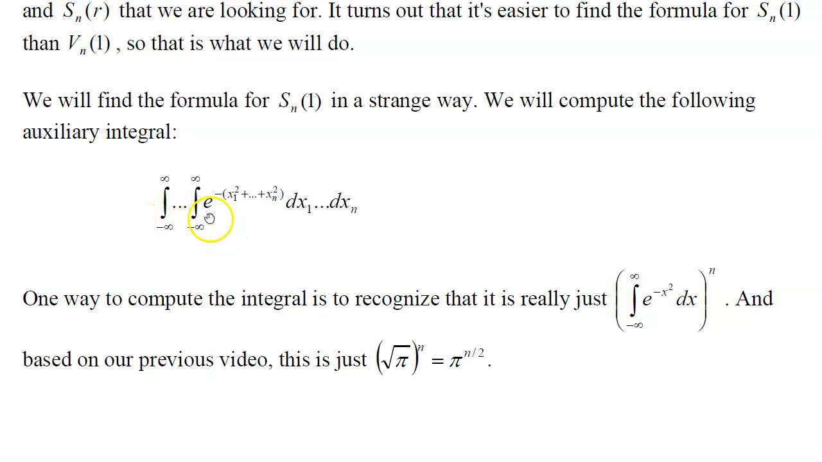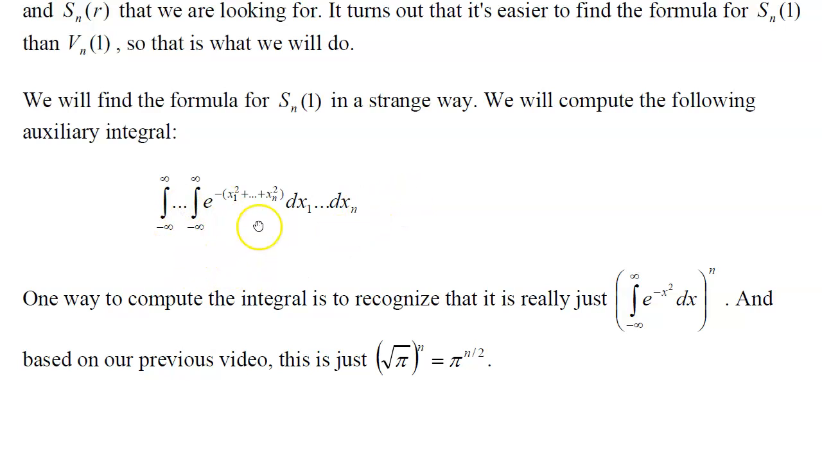This is really an integral over n-space. We're integrating from negative infinity to infinity, of the integral from negative infinity to infinity, and so on, with n variables. So instead of just xy or xyz, we're imagining we have n variables. And the function we're integrating is e to the negative quantity x1 squared plus x2 squared, and so on, plus xn squared. How do we calculate this integral?